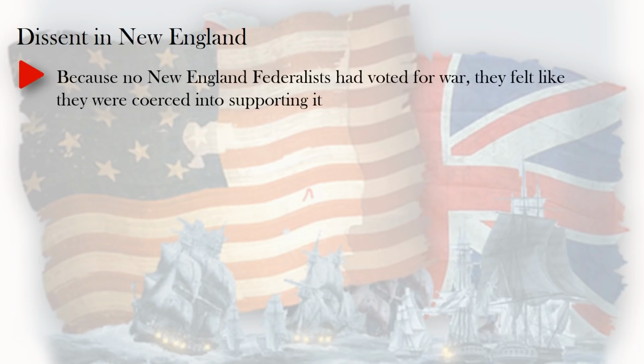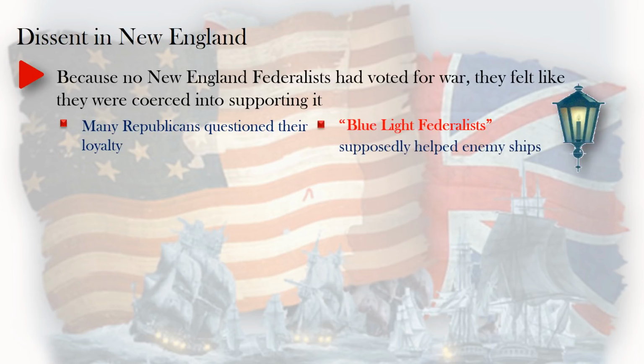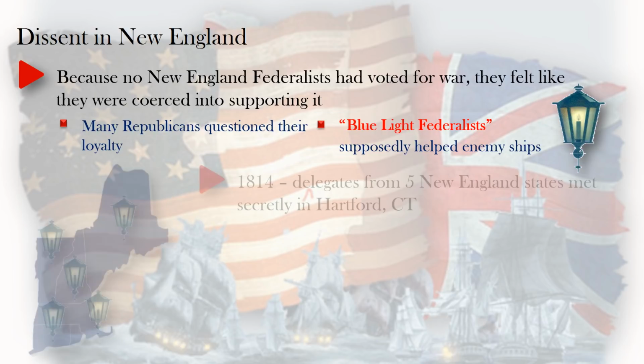Well, back to New England. Because no New England Federalists had voted for the war, they felt like they were coerced into supporting it. A lot of Republicans began to question their patriotism and their loyalty. And the rumor started that the so-called blue light Federalists, or people who stood on the docks or on the rocky shores holding a blue lantern to help guide enemy ships along, proliferated, although it probably wasn't true.